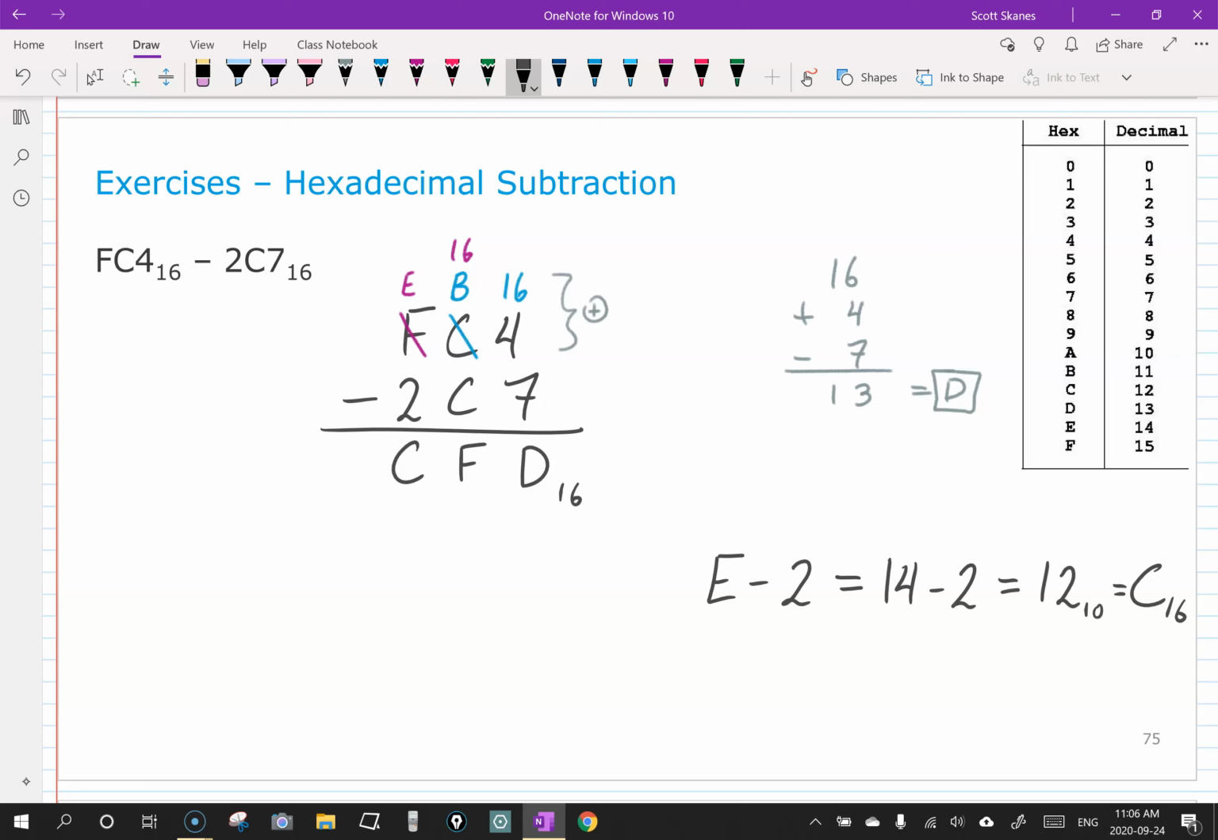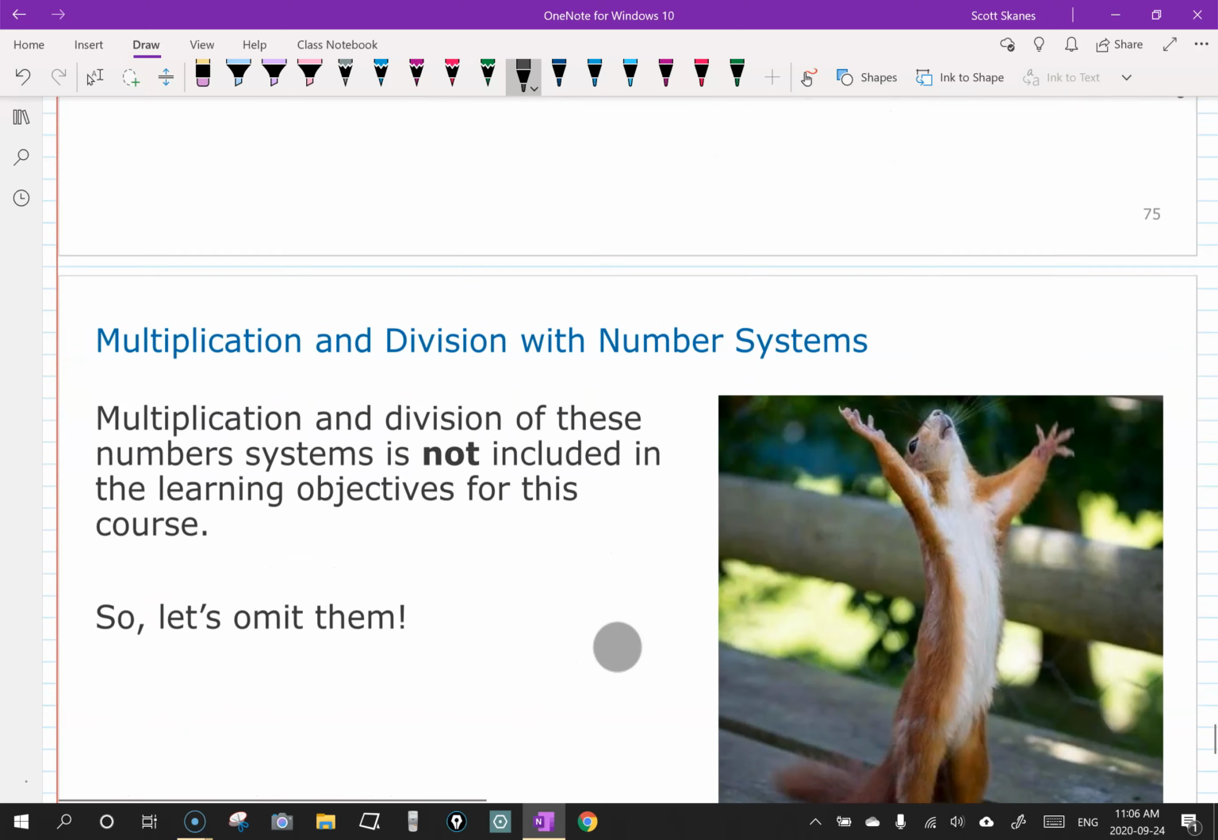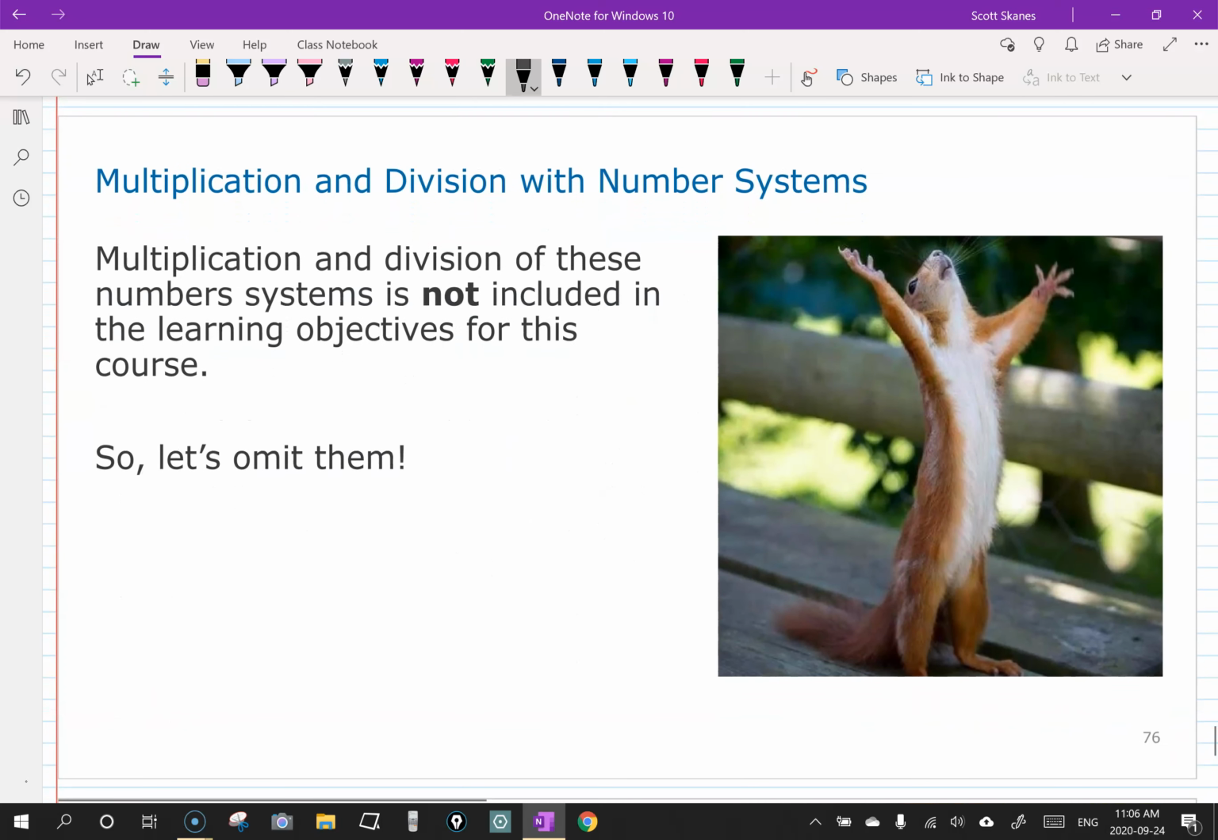Okay? So take time to make sense of this. It's extremely important that you take your time to practice, or else you're going to get all jumbled up between all the systems. I'm just going to move on to show you what the very last thing is saying here. It's saying multiplication and division. All right, let's get to it. What does it say? Multiplication and division of these numbers is not included in the learning objectives for this course.